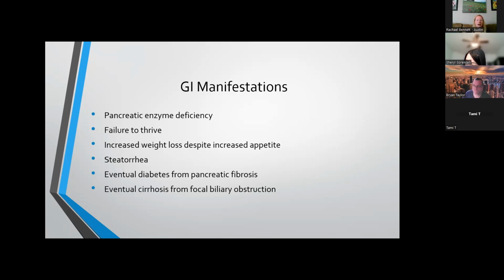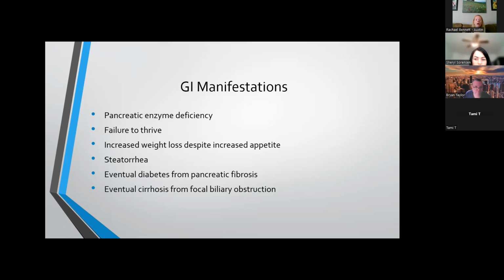These children, increased weight loss despite increased appetite. Make sure I say that correctly. These children can take on a lot of food, high calories, high fat, etc. But because of that lack of pancreatic enzyme, there's malabsorption, and it doesn't really matter how much they take in. If we're not replacing those pancreatic enzymes, we're going to continue to see that malabsorption. That malabsorption is manifested in steatorrhea. Remember, that's our fatty stool, because we're not processing fats effectively.